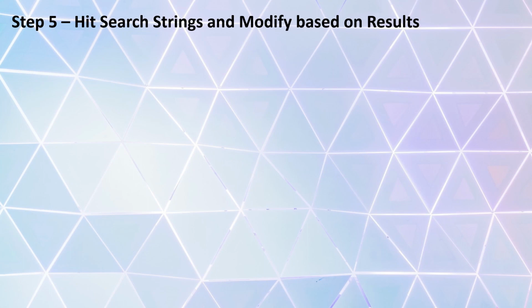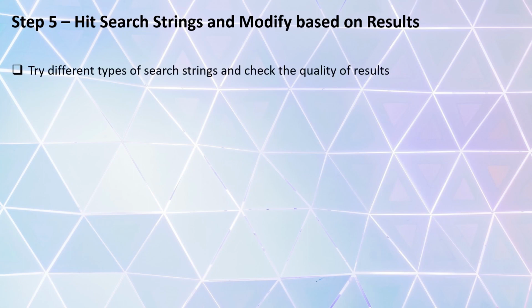Now let's check step 5. Step 5 refers to hit search strings and modify based on results. Now what that means is, we created the search strings in step 4. You have to create multiple search strings, and then you have to use these search strings in a specific patent database. Now, what is a patent database?